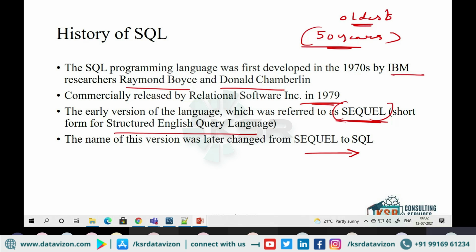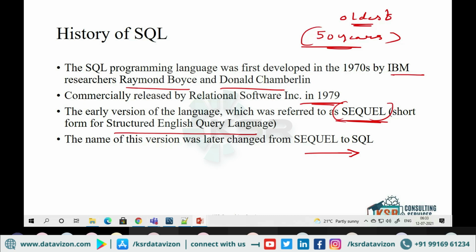This is about the history. Okay, nowhere is it important. You don't even have to remember the names of who did it, but maybe remember this is the oldest language. That is enough. 50 years, it's not a joke. 50 years back it was introduced, and still it is in demand in the market. That type of unique language is called SQL.